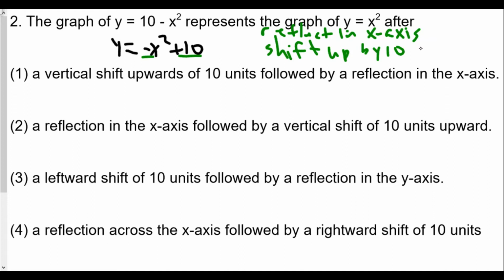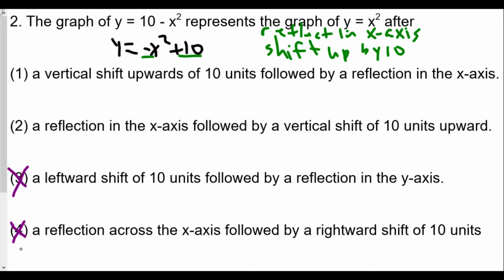It looks like in this case that all of them kind of look similar, except for number 3, because 3 says a leftward shift of 10 units followed by reflection in the y-axis. That I don't think is going to be the case. So definitely not 3. And we're not shifting rightwards, because it's going to be up or down, so definitely not 4. So now the question is, a vertical shift upwards by 10 units followed by a reflection in the x-axis, or a reflection in the x-axis followed by a vertical shift of 10 units upwards?